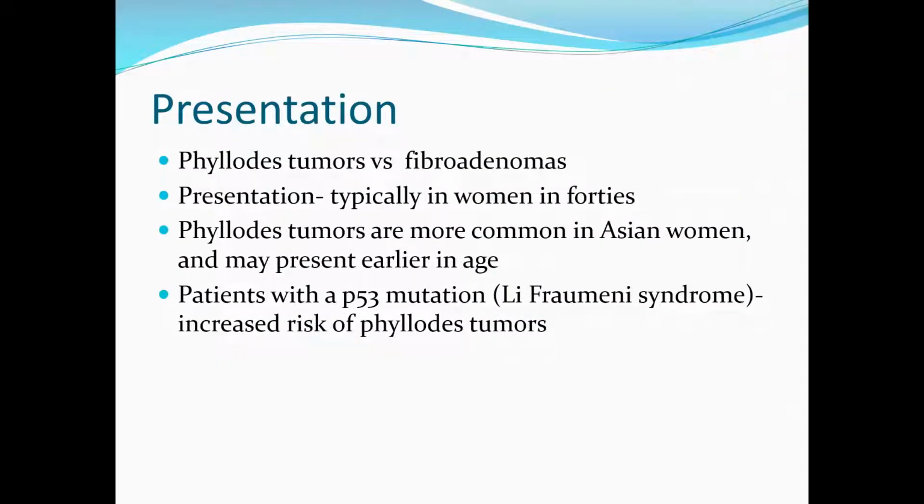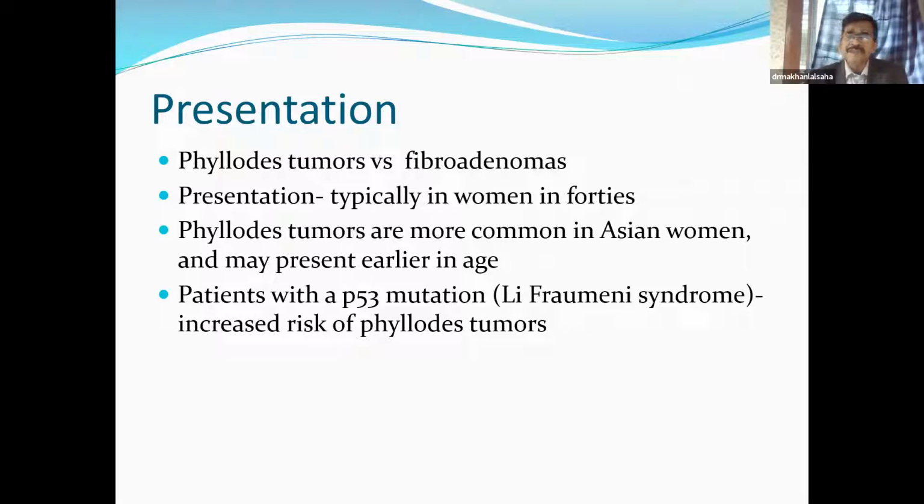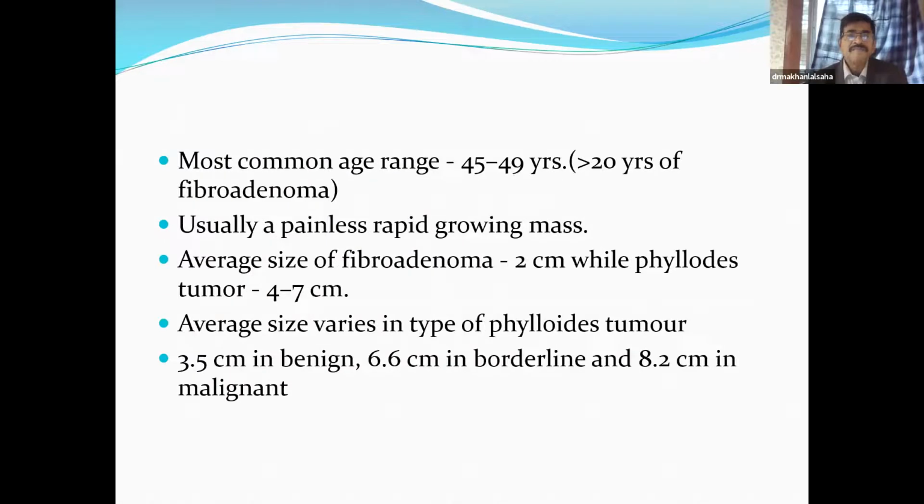How do they present? They usually present with a painless breast mass and are often confused with fibroadenomas. But the typical age group of presentation is women in their 40s, which is 20 years more than the age group in fibroadenomas. These are more common in Asian women and may present at an earlier age. Patients with P53 mutation, like in Li-Fraumeni syndrome, have increased risk of Phyllodes tumors. The most common age is 45 to 49 years, usually with a painless rapidly growing mass.